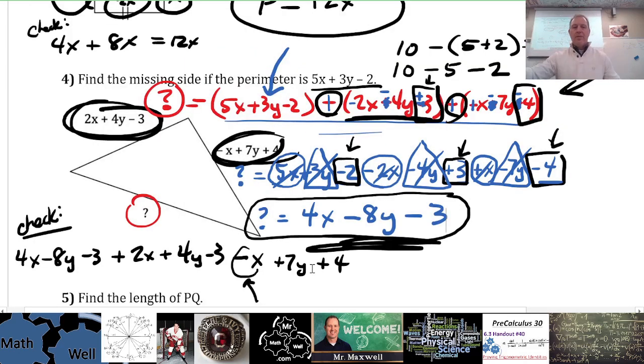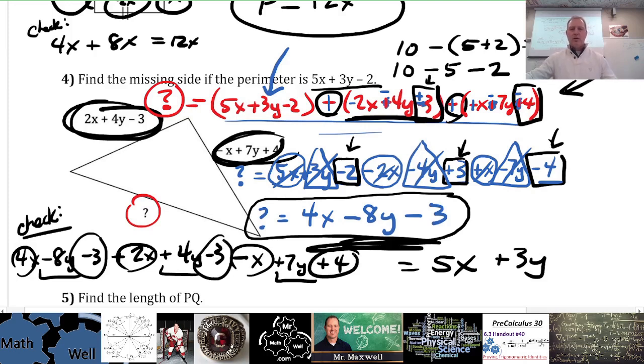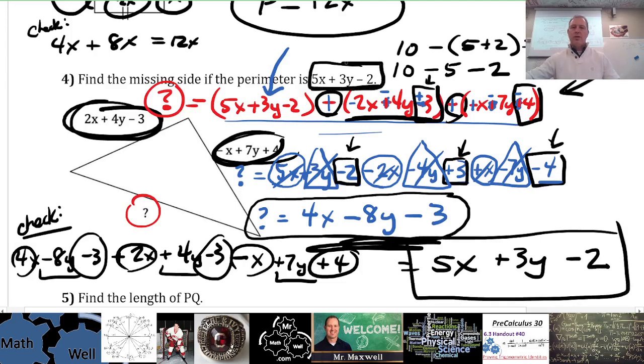Okay, everything's okay so far here. We dealt with some other stuff there, but we're good so far. So we're going to check this by adding all these together. So let's see, x is 4x plus 2x minus x. That's 6, minus 1 is 5x. And negative 8y plus 4y, that's negative 4y, plus 7 would be plus 3y. And then negative 3 minus 3 is negative 6, plus 4 is minus 2. So that is the same polynomial that we had in the original question. Okay, so that's another way to check.